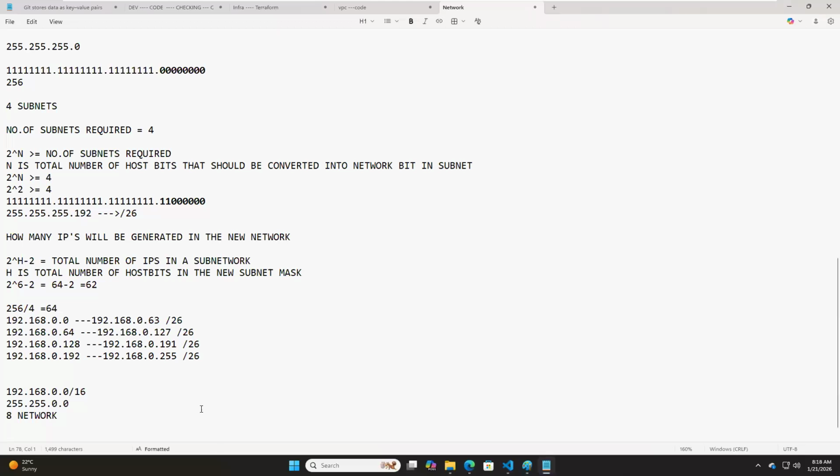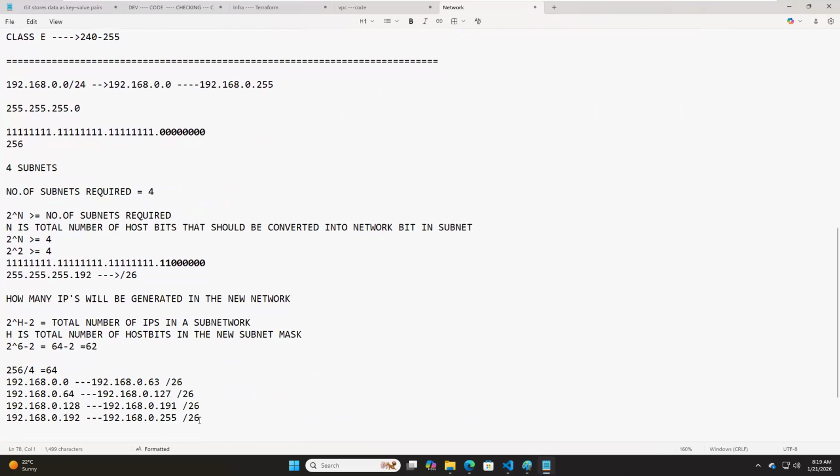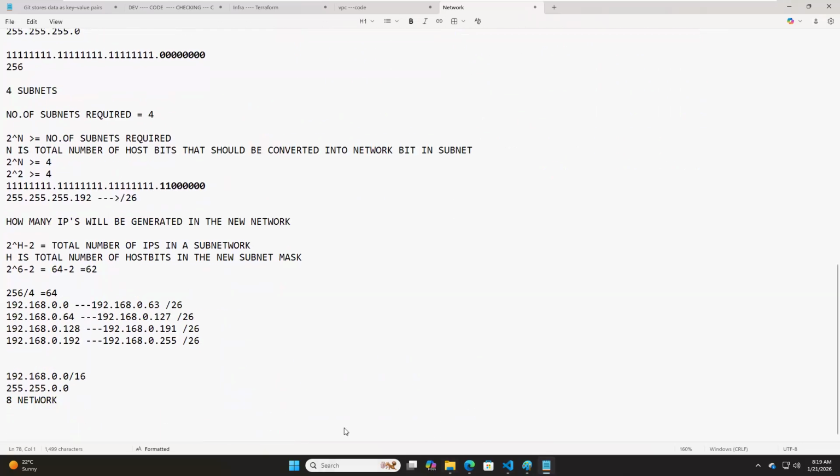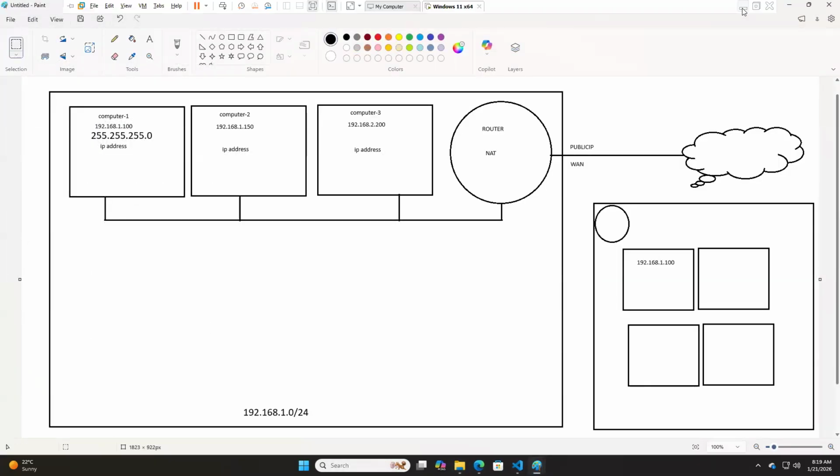Okay, so this is about your subnetting. Any which way, we will discuss Terraform from tomorrow. This is the last demo that we have discussed, and from tomorrow onwards we will be discussing the introduction to Terraform, and we will go ahead into the concepts of Terraform. So this is the last demo.